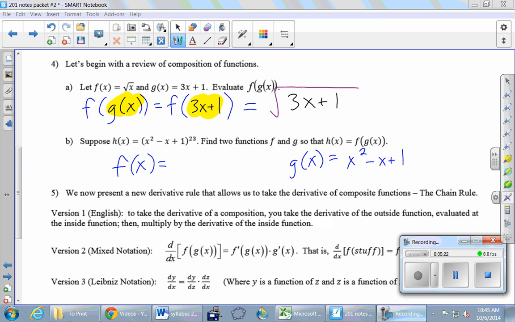And then if we cross your eyes a little bit so you really can't focus on exactly what's in there, it's just some stuff, and it's being raised to the 23rd power. So the outer function is going to be the function that takes some stuff and raises it to the 23rd power. What's the function way of writing that? X to the 23rd. f is the function that takes whatever you give it and raises it to the 23rd power. Any questions on that?